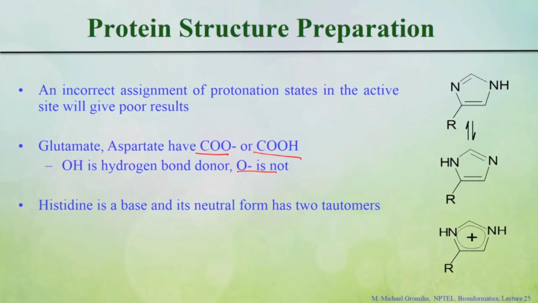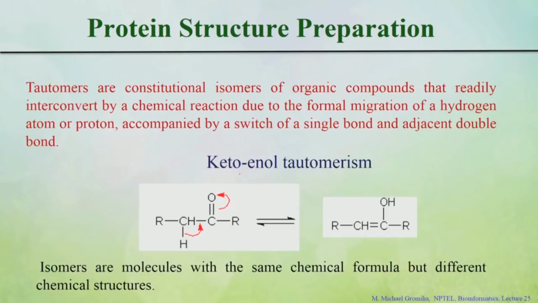Then if you take the histidine, it is a base, and it can be either a positive charge or a neutral form, and it has 2 tautomers, right. In this case we have to check which one is the preferred one for the ligand to interact. So, what are tautomers?